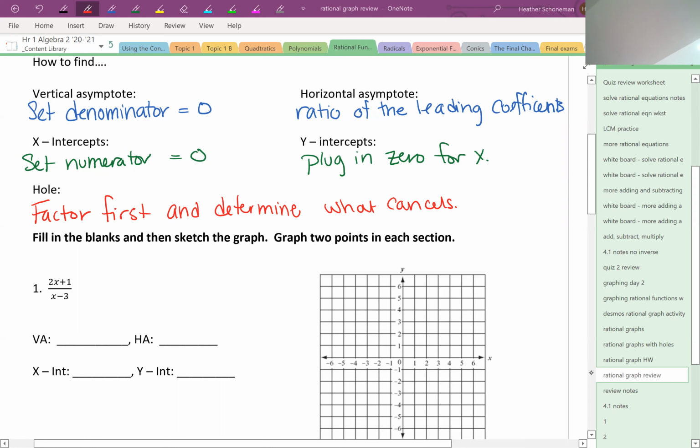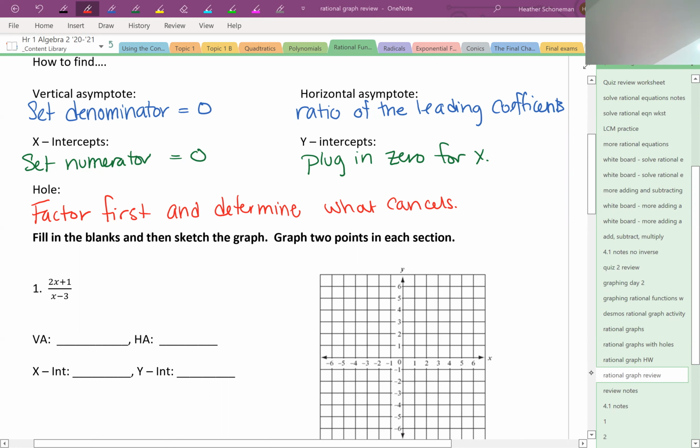The x-intercept is found by setting the numerator at the top of the fraction equal to 0. And for the y-intercept, we plug in 0 for x. So it makes those x's go away. We can just focus on the numbers at the end, and that gives us our y-intercept.